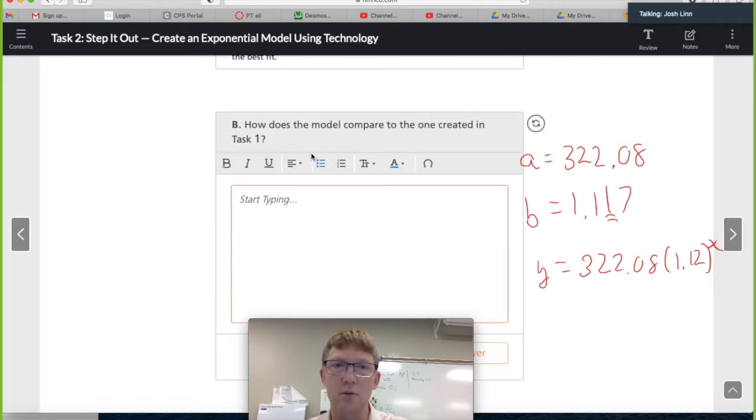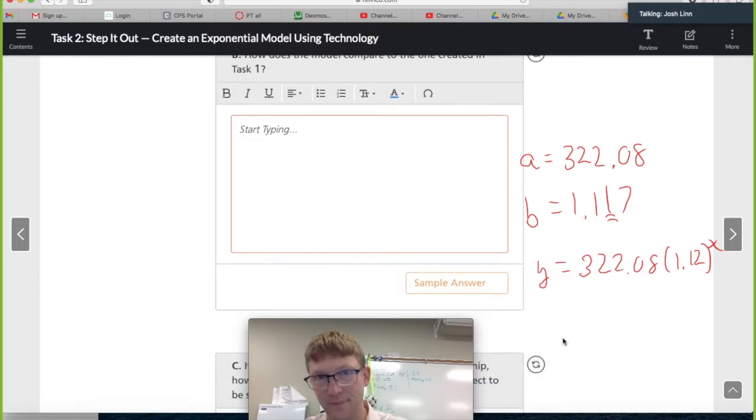How does the model compare to the one created in task 1? It just uses decimal points as opposed to a fraction. That's all.